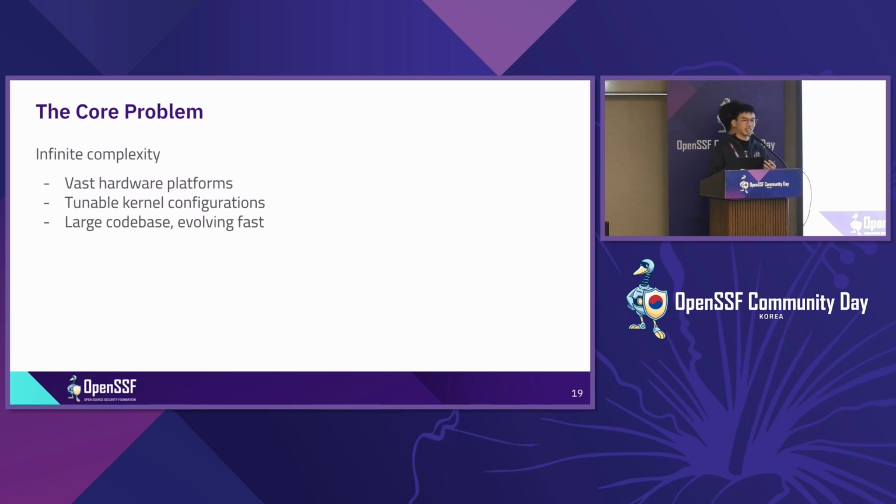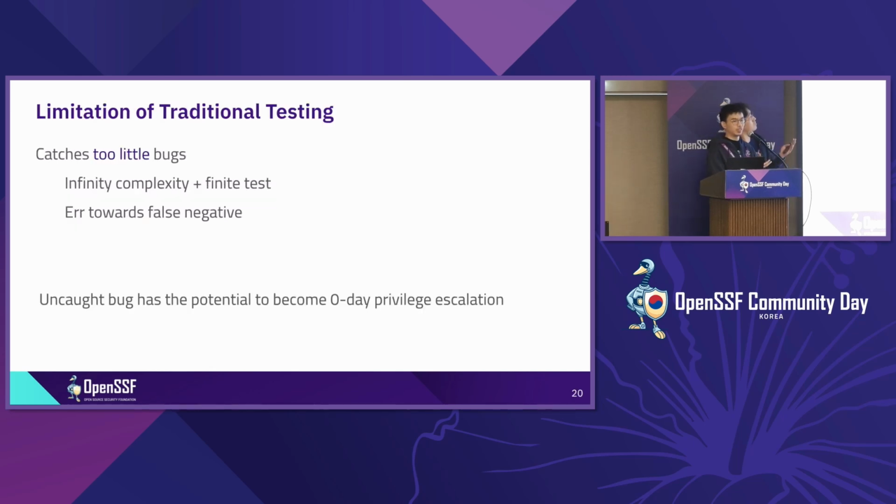We have infinite complexity. Linux runs on your smartphone, on your servers, even on the Land Rovers that went to Mars. So we have to run on a lot of different hardware platforms. At the same time, we have around 12,000 kernel configurations that can be toggled on and off. And we also have a very large code base that is evolving each minute. So we have infinite complexity.